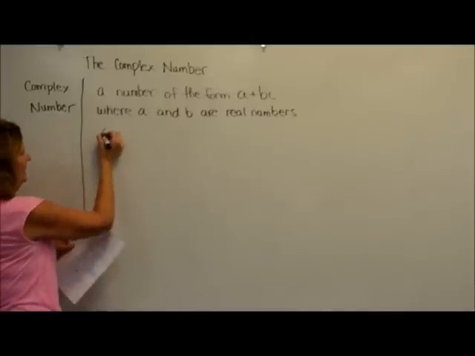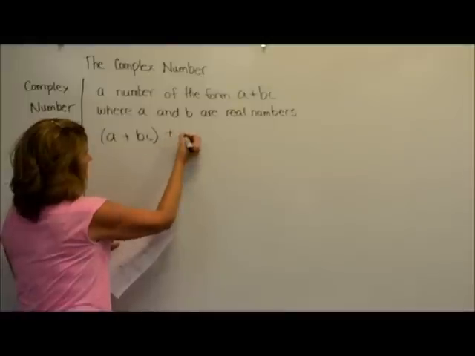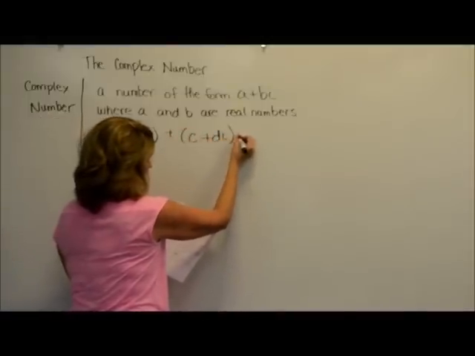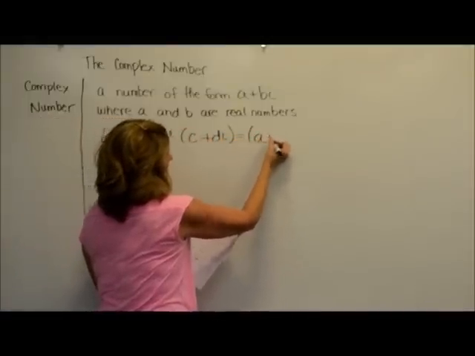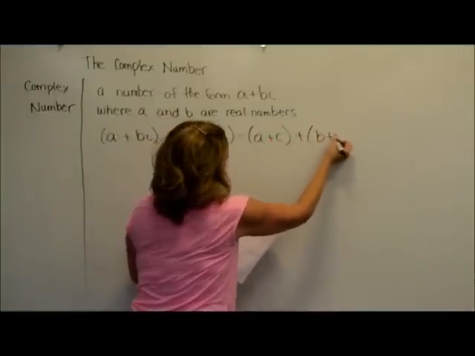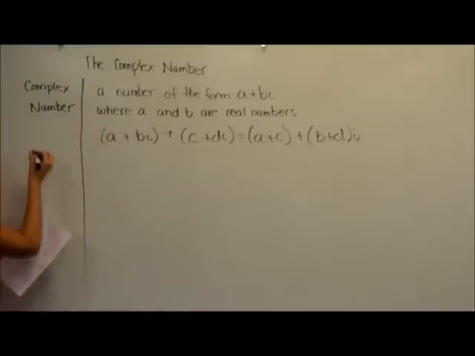So if I have a plus bi plus c plus di, I'm going to have something that looks like a plus c plus b plus d i. Okay, and this is the sum of complex numbers.